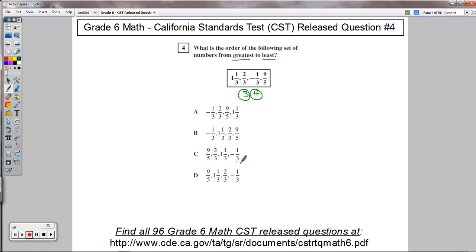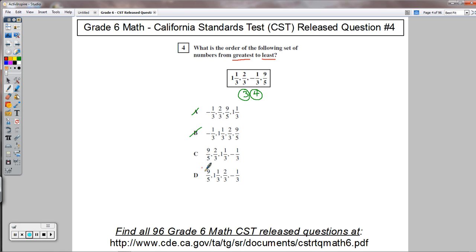So it looks like I could eliminate some choices here. I could eliminate this one because that's not the least. That doesn't have negative 1/3 at the end. So that one's not the least. Negative 1/3 is at the end here and here. It looks like this is the right choice. It looks like choice D is going to be the right choice.